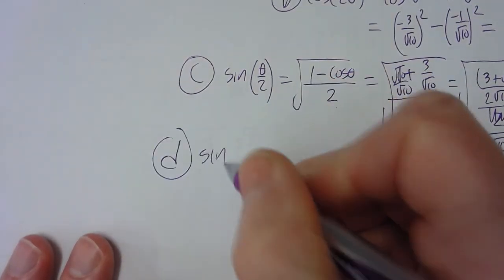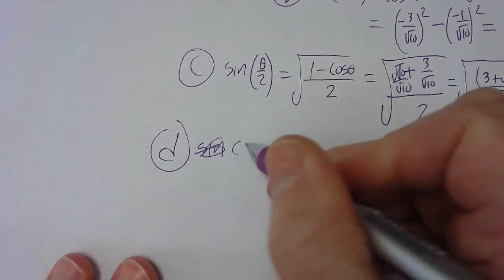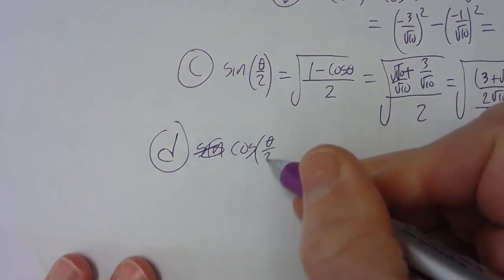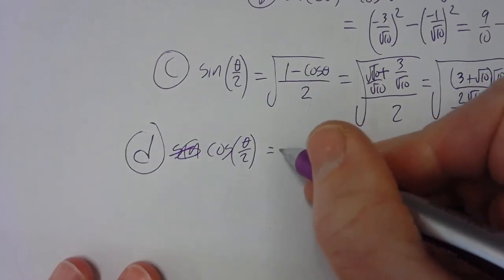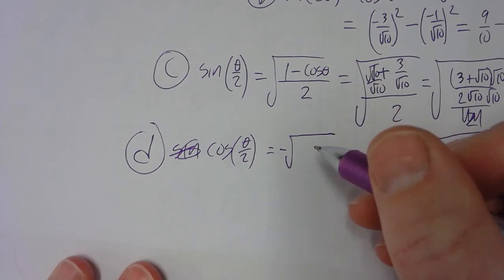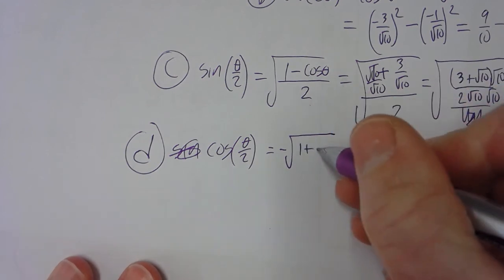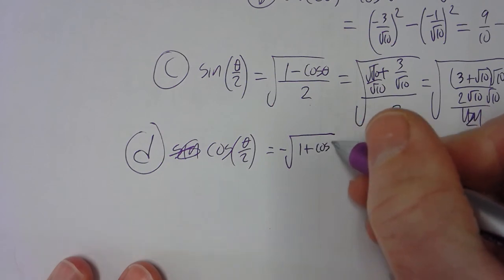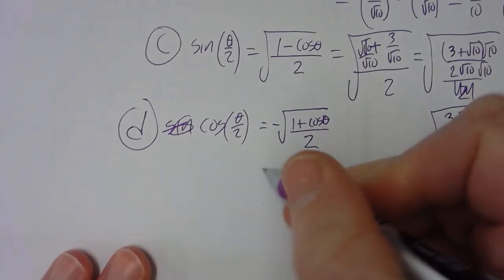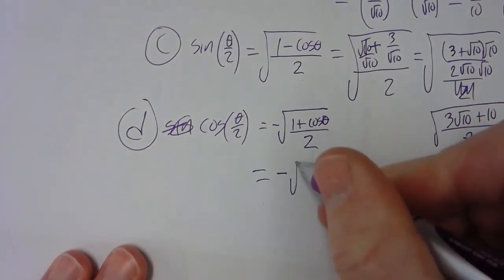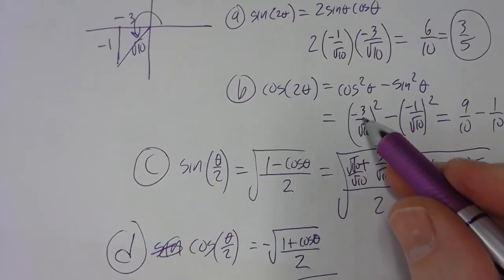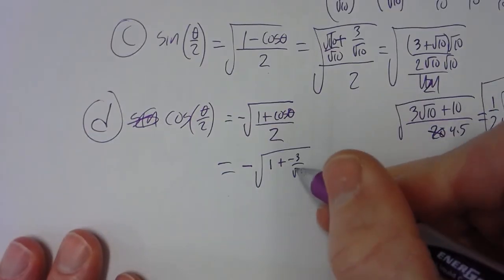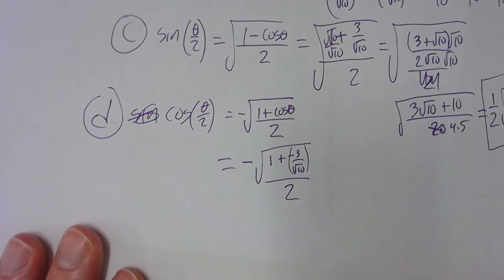Now the cosine of the half angle. So we know if we do the half of the angle, it's going to put it in the second quadrant, so it's going to be negative. So we need the negative version of it, so it's the negative square root of 1 plus cosine theta over 2. So it's going to be negative square root 1 plus the cosine, which is the negative one right there, right? So it's negative 3 over the square root of 10, divided by 2.